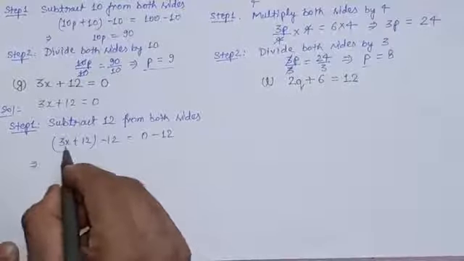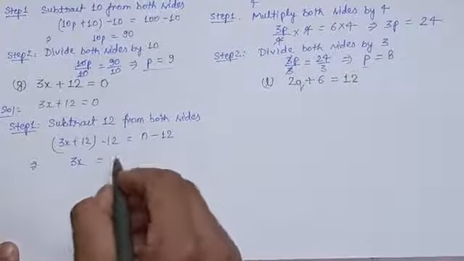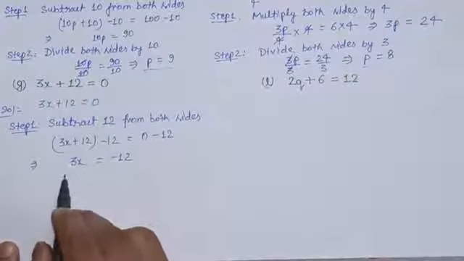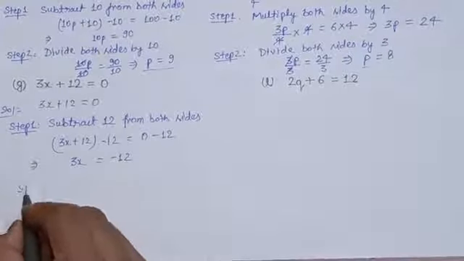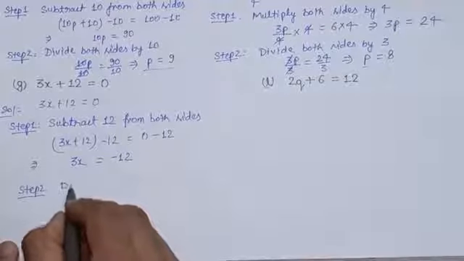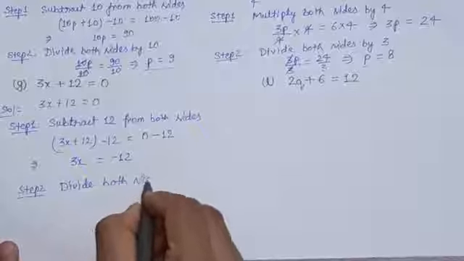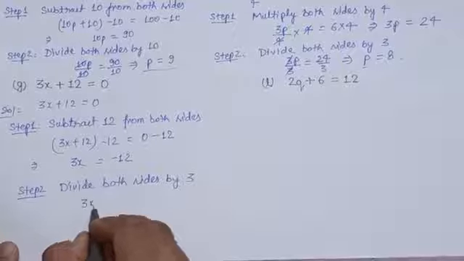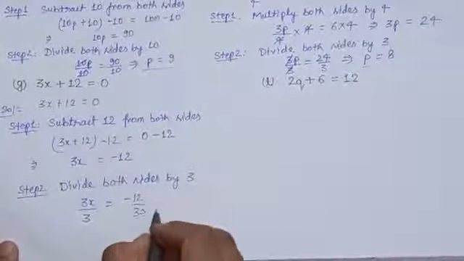So we can write 3x plus 12 minus 12 comes out to be 3x. And here we have 0 minus 12, which is minus 12. But again you can see that on the left hand side we have 3x instead of x. So what is our step 2? In step 2, we divide both sides by 3. So what can we write? 3x by 3 is equal to minus 12 by 3.